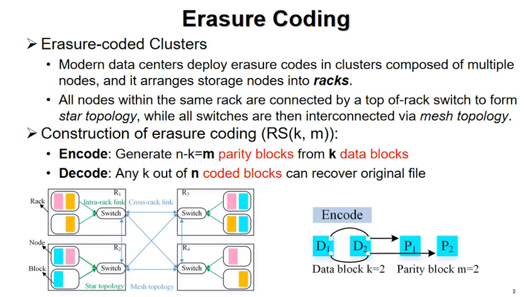We consider a special type of distributed storage cluster architecture called a rack architecture, which arranges storage nodes into racks, such that all nodes within the same rack are connected via star topology, while all switches are then interconnected via mesh topology. Each coding operation is as follows: RS(k,m) encodes k data blocks into m parity blocks. Any k out of the n coded blocks can recover the original file.